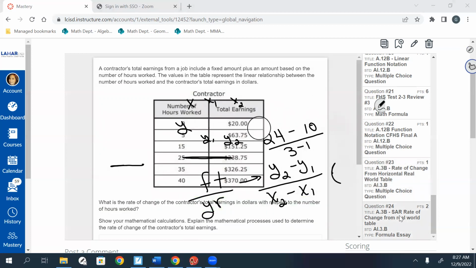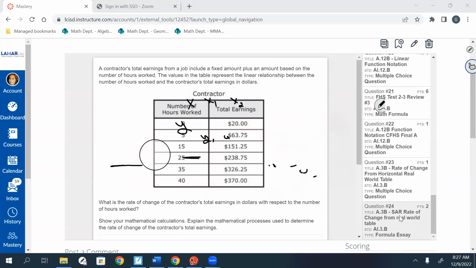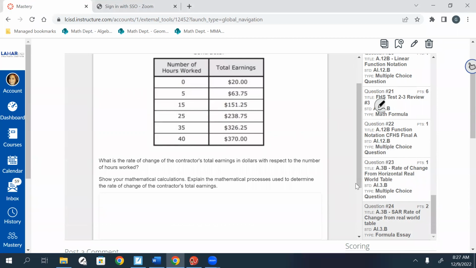All right, and here's our last problem for the day. Okay, and they're giving us a table again, and they want to know what is the rate of change of the contractor's earnings in dollars with respect to the number of hours worked. So dollars is going to be your y, and hours is going to be your x. So just go and label y1, y2, x1, and x2, and then y'all use the slope formula to figure it out.